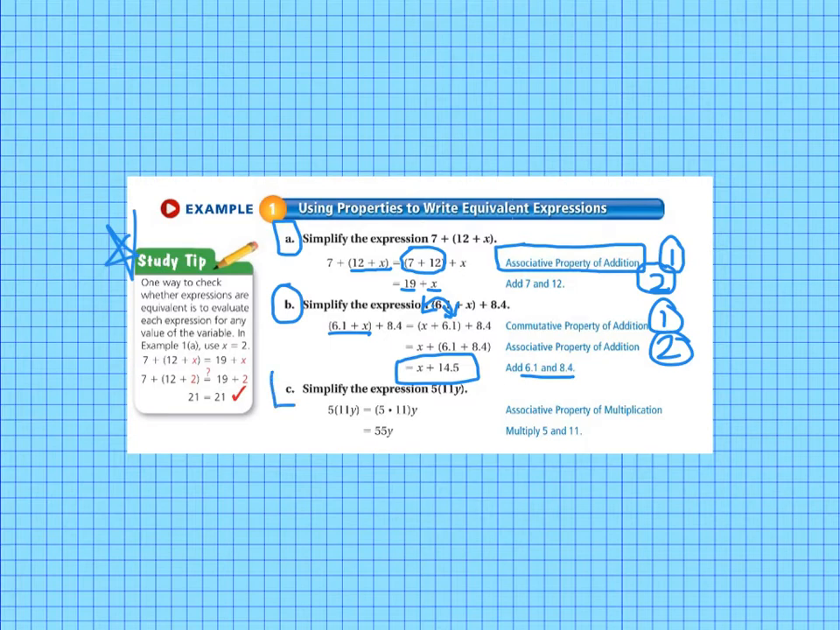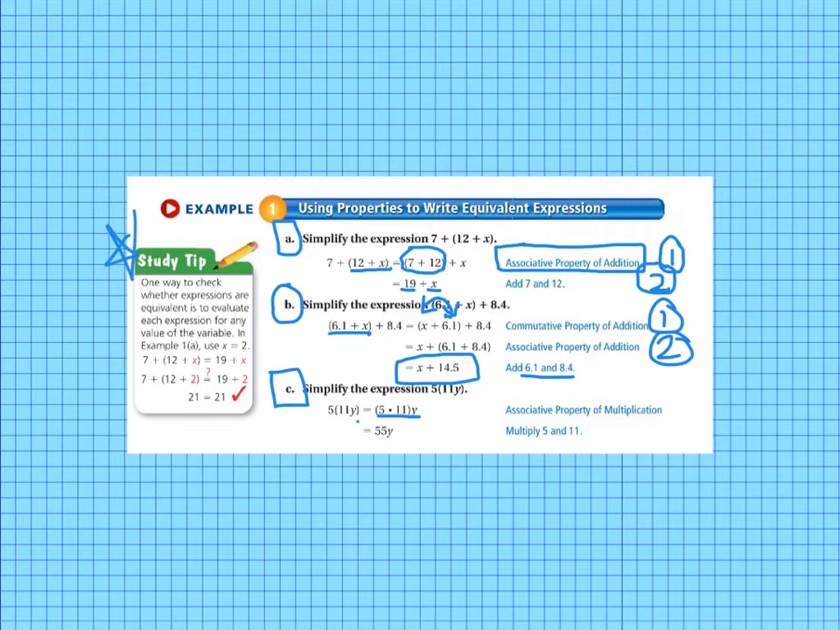Letter C, we are simplifying the expression 5 times 11y. So that is all multiplication. It's 5 times 11 times y. So it's written out just the way I said it on the right-hand side. So we're going to, again, use the associative property of multiplication. So instead of grouping the variable with the constant, we are sort of splitting that up and grouping it so that the constants are together.